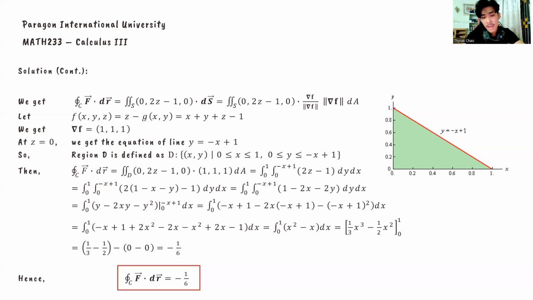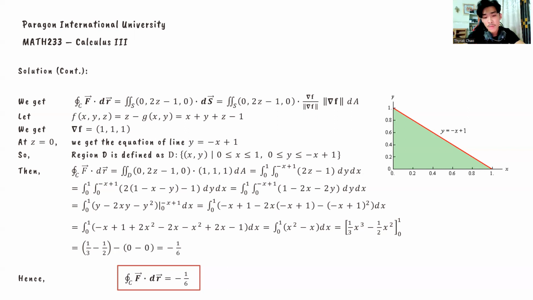The line integral of the vector F dot dr over curve C is the double integral of (0, 2z minus 1, 0) dot (1, 1, 1) times dA over region D. It is equal to the integral from 0 to 1 of the integral from 0 to minus x plus 1 of 2 times (1 minus x minus y) minus 1 dy dx, or it is equal to the integral from 0 to 1 of the integral from 0 to minus x plus 1 of (1 minus 2x minus 2y) dy dx.